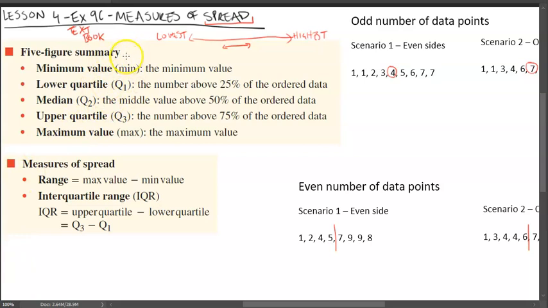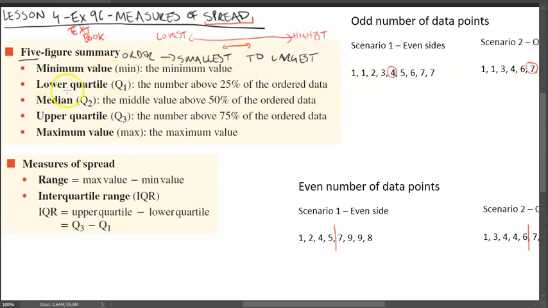we put it in order from smallest to largest, and we can extract these five different pieces of information. Every single data set will have it, assuming that the data set is more than, I think, 6 or 7 data points. The first thing is the minimum value. This is really easy. When you order it from smallest to largest, it's the smallest value.